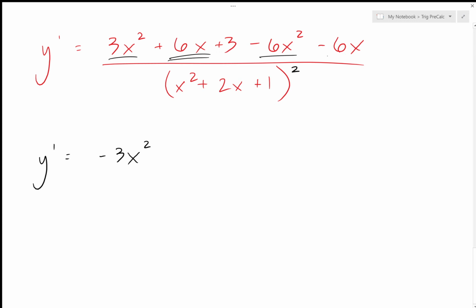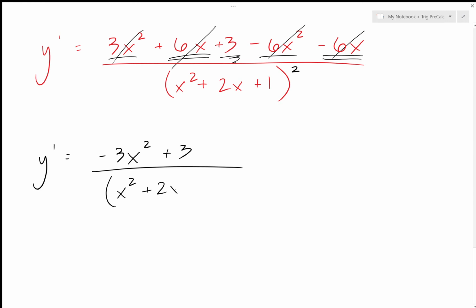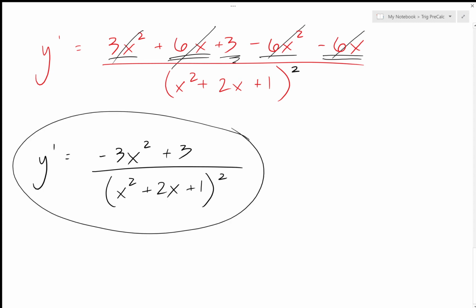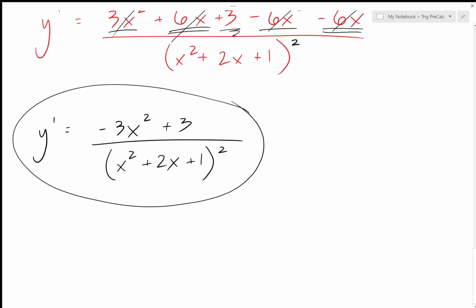Positive 6x and negative 6x cancel each other out, and then we're just left with plus 3. And on bottom, let's just go ahead and leave it like this. You know we have to square that, but for right now, that is our answer. We've taken the derivative. Okay, so let's see another one of those types.